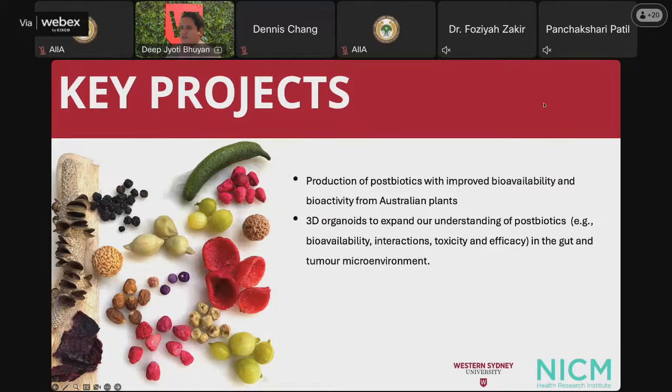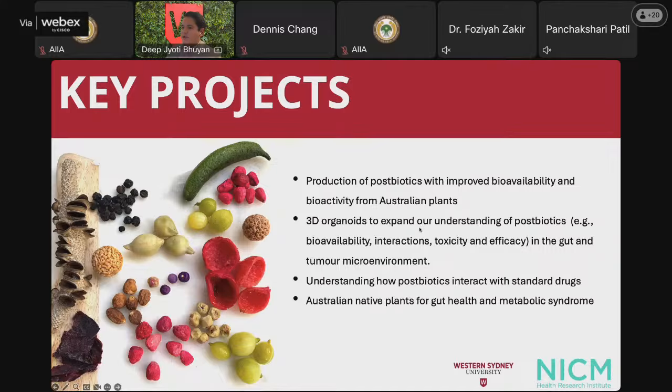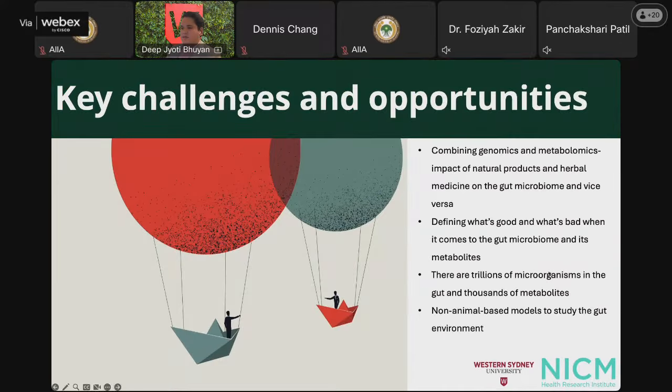So key projects: currently, as I said, we are trying to use Australian native plants to produce postbiotics externally. And then we are developing some 3-dimensional organoid models to understand how these postbiotics behave in the gut and the tumor microenvironment, and how they interact with standard drugs. And we are also investigating Australian native fruits and vegetables for gut health as well as metabolic syndrome.